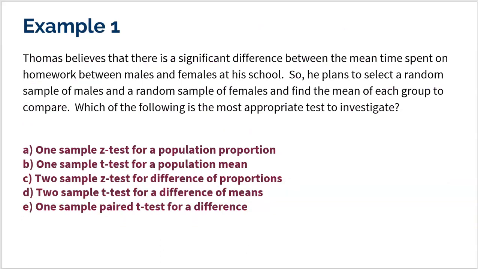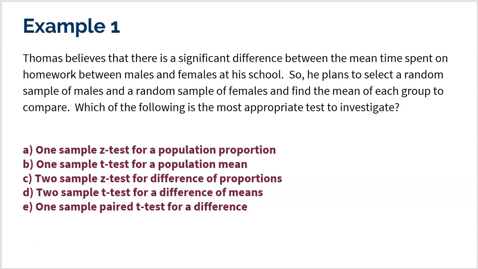Thomas believes that there is a significant difference between the mean time spent on homework between males and females at his school. So he plans to select a random sample of males and a random sample of females and find the mean of each group to compare. Which of the following is the most appropriate test to investigate?